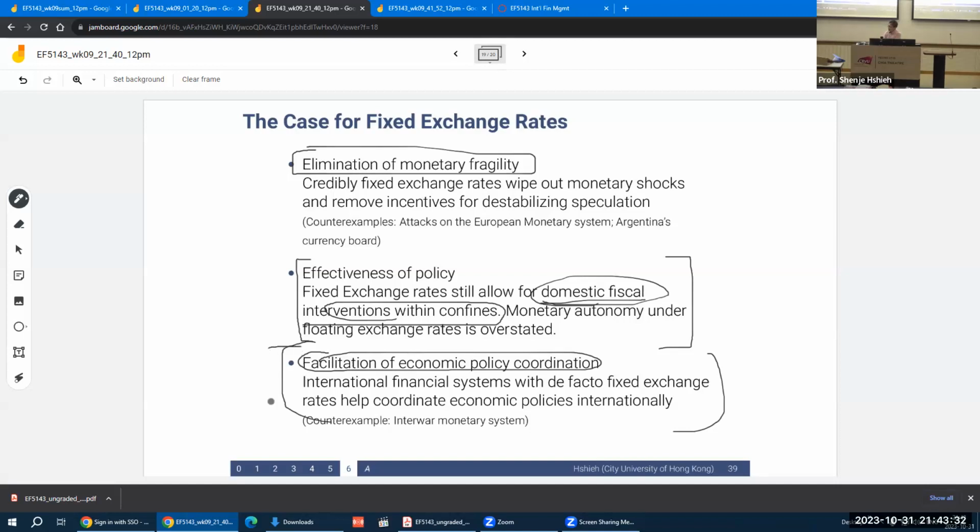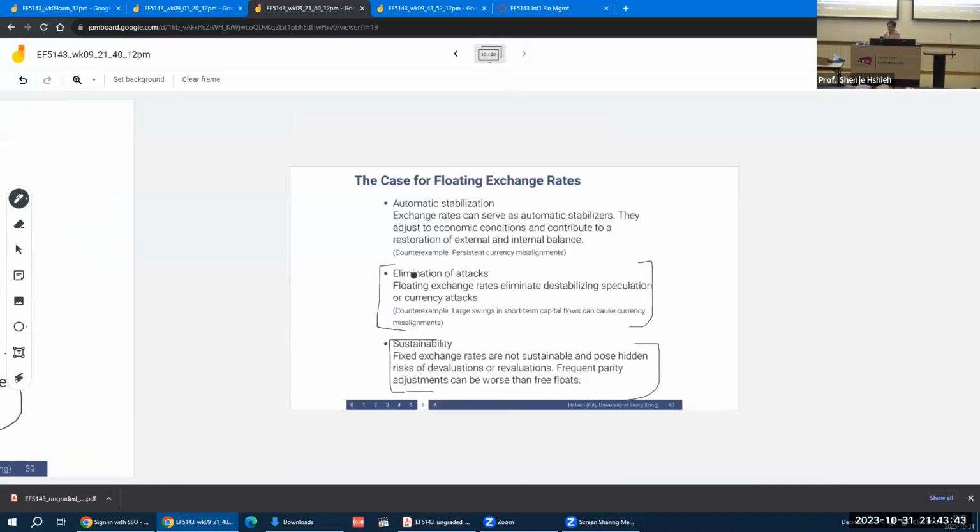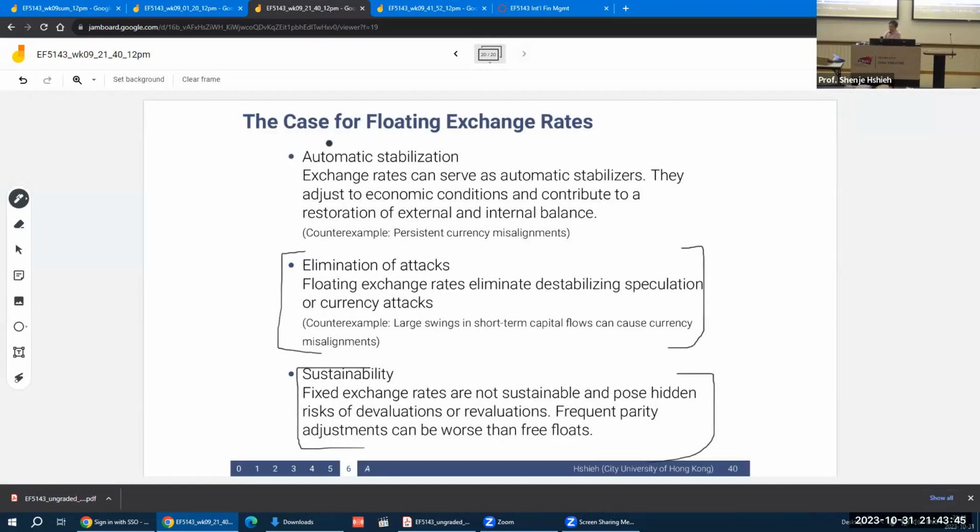But of course, you can make the same case for floating exchange rate, right? It really all depends on who wants to deviate away from the system. All right, the case for floating exchange rate.